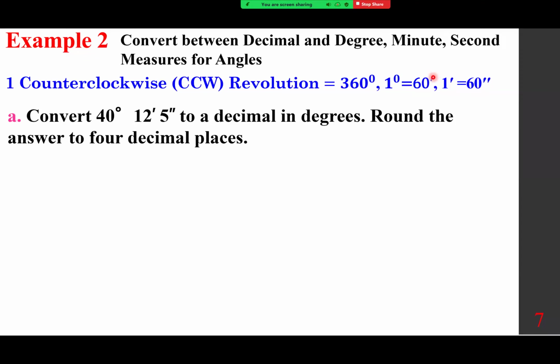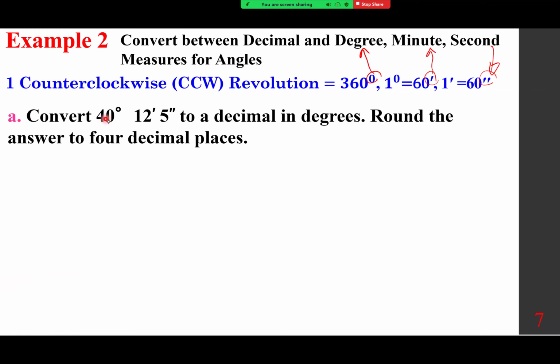1 prime means minutes, and double prime means seconds. So this means minutes. This means seconds. And this means degrees. Let's do this. So those are the notations.